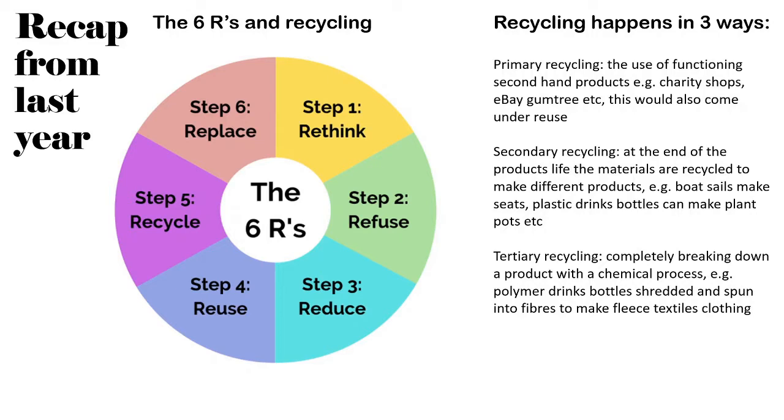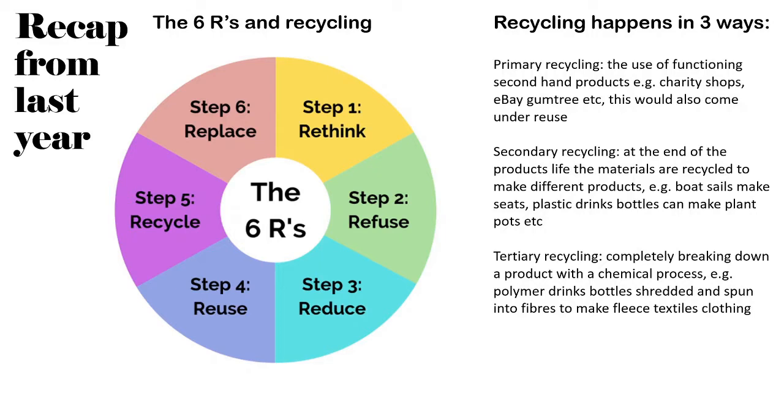So then with recycling, there are 3 tiers. You've got primary recycling, with the use of functioning second-hand products, so chairs, tables, clothing, toys, donating it to charity shops, selling it on eBay, Gumtree, giving it to friends, that type of thing. Next, you've got secondary recycling, when the product reaches the end of its life. The materials are then recycled to make different products, so boat sails are made into seats, and plastic drink bottles can make plant pots.